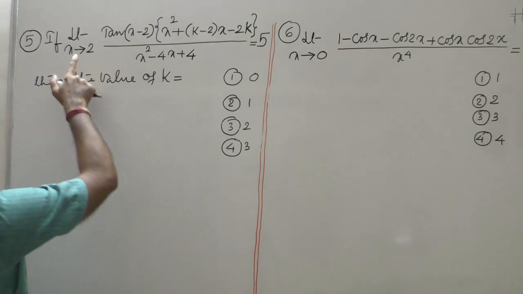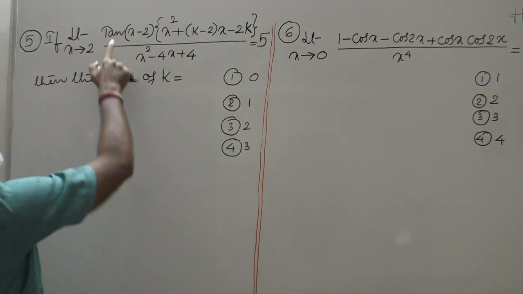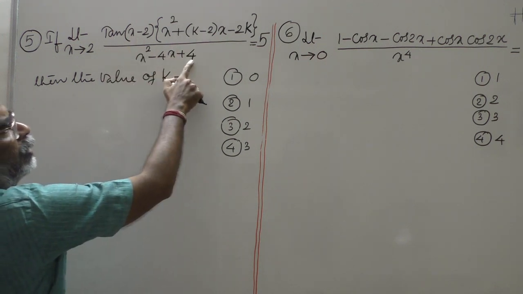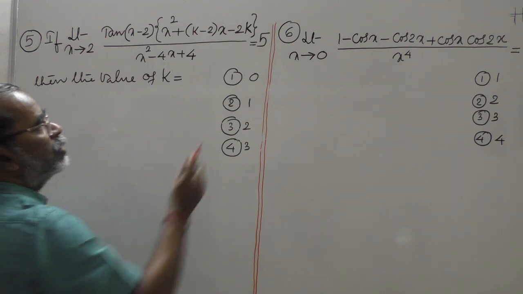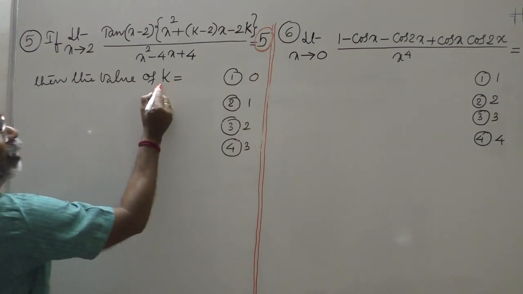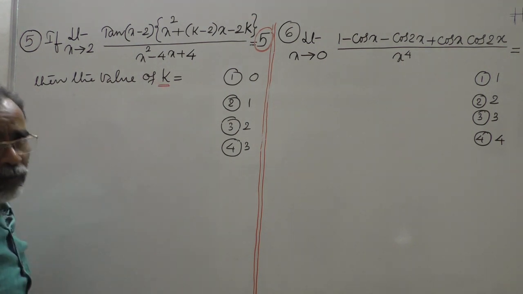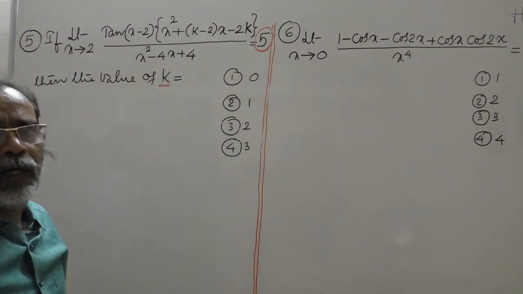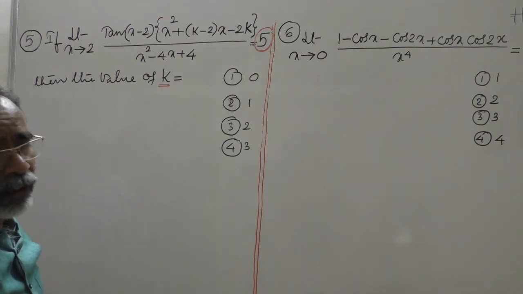Listen, here limit x tends to 2 of tan of x minus 2 into this, divided by this. This limit value is given as 5. The limit value is given, and the k value is asked. For what value of k will this limit be equal to that finite number 5?